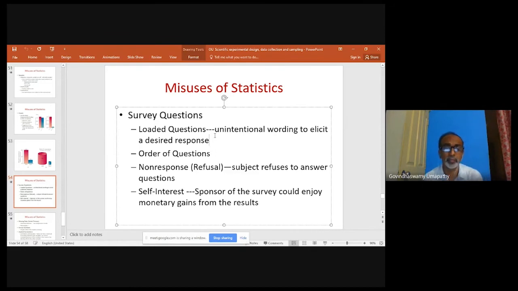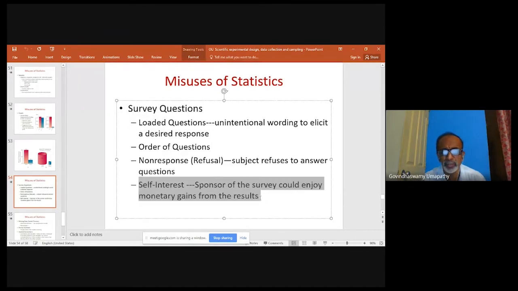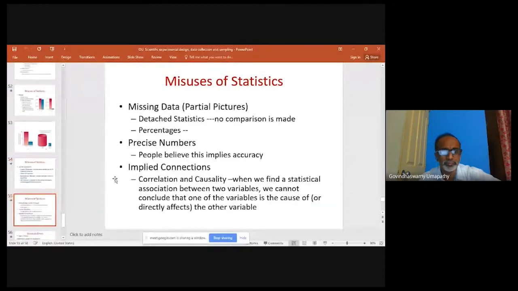And the order of the questions matters. Sometimes important questions are kept last. By the time people answer question after question, they may feel tired and may not be interested in answering. So you need to have all the information in a proper, random way, if you want a really scientific survey method. As I mentioned, self-interest: somebody may have sponsored the survey and want to change the outcome of the result. So you should be very careful about that.